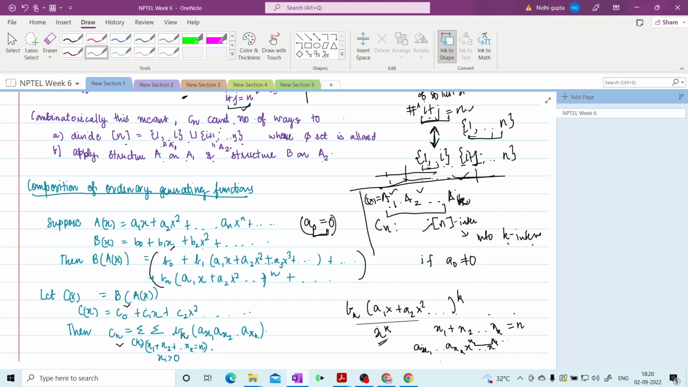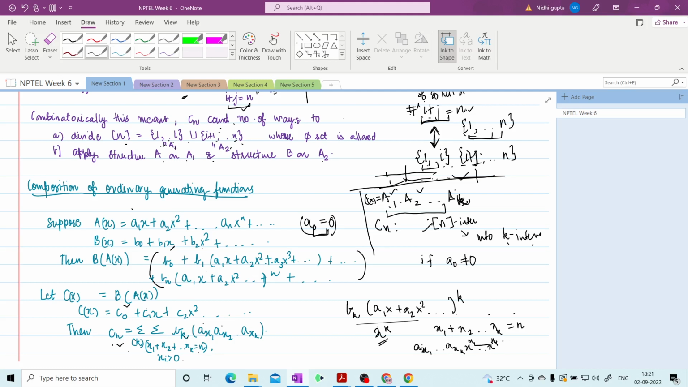Then we are summing it over all the compositions of n, and mind it, we are taking compositions, not weak compositions, because a_0 is equal to 0. So each of these x_i has to be strictly greater than 0, and we are summing over compositions of n, and then we are getting a_{x1}, a_{x2}. This is the term.